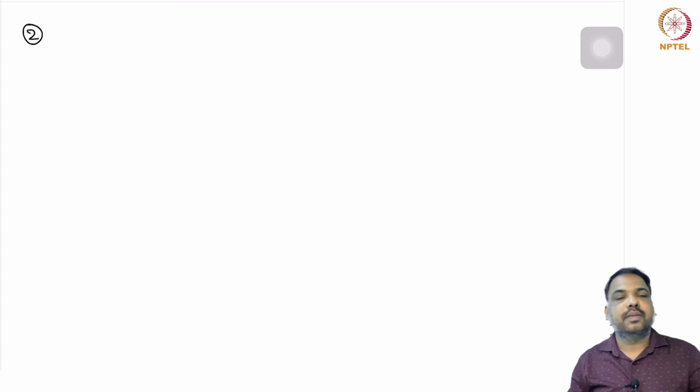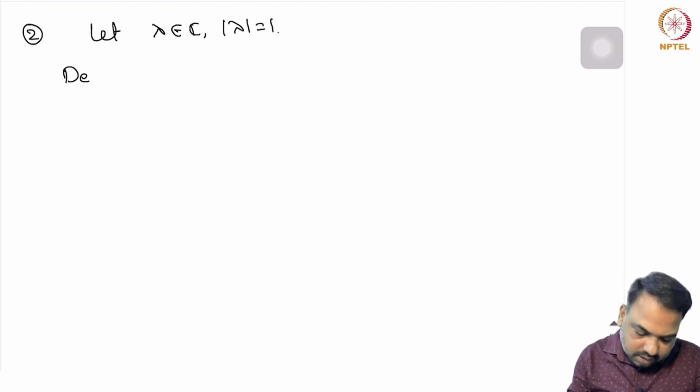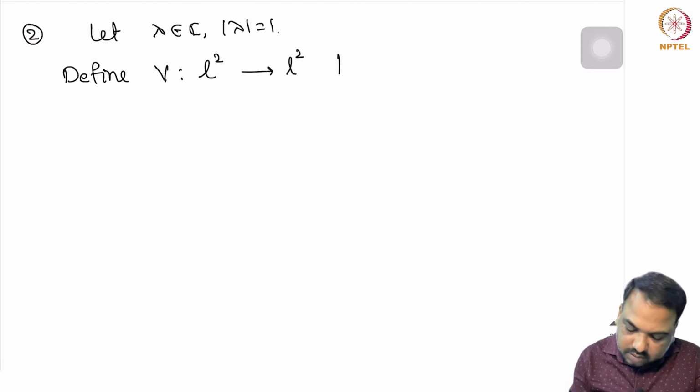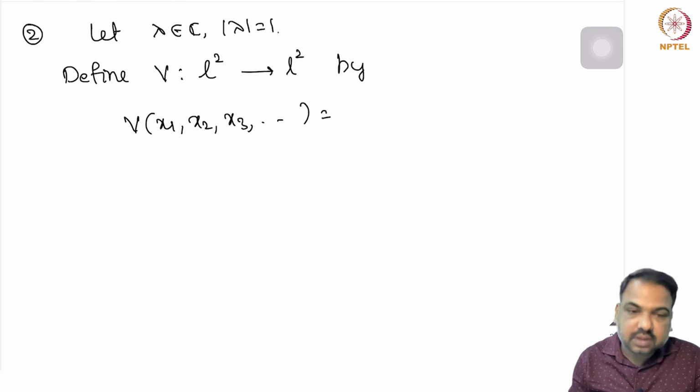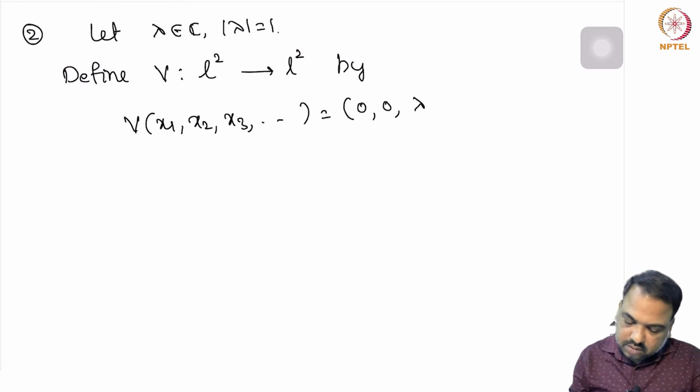Okay, so let us look at one more example. So let us take a complex number lambda with mod lambda equal to 1. Define V from L2 into L2 by V of x1, x2, x3 and so on is mapped to 0, 0, lambda x1, lambda x2, lambda x3, lambda x4 and so on, for every xn in L2.